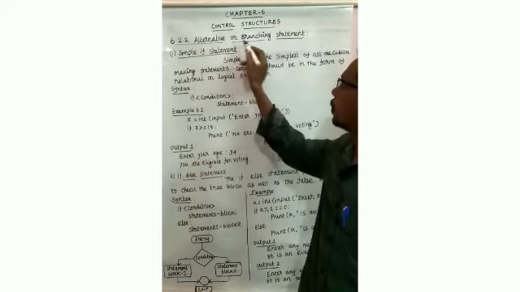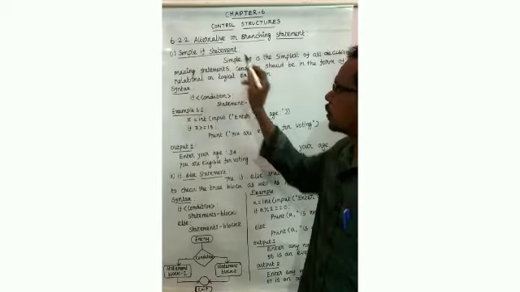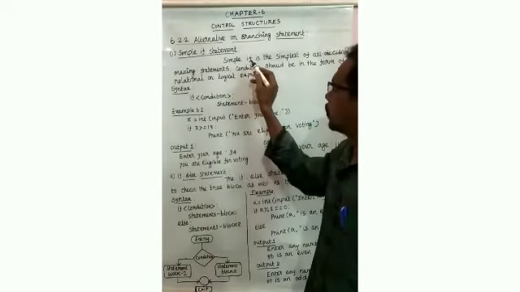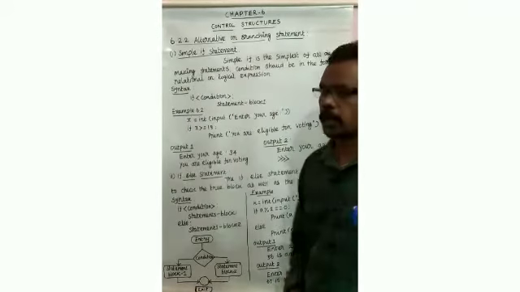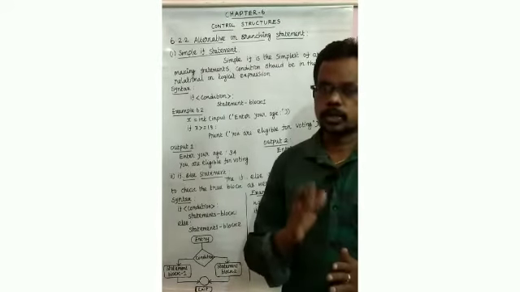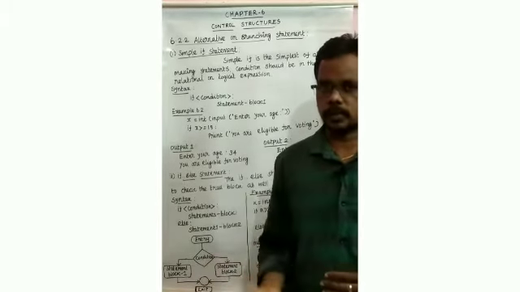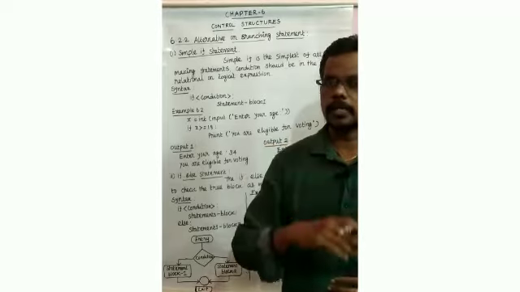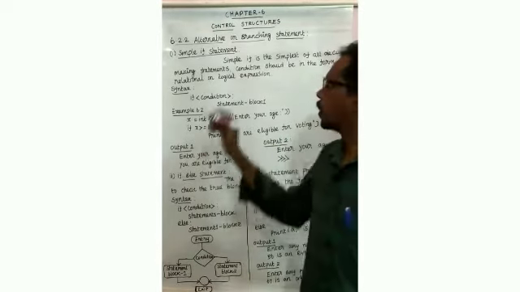In alternative or branching statements, we can see the first one is the simple if statement. Simple if is the simplest of all decision making statements that contain only the true block. If the condition is satisfied, the true block will execute. In case the condition is not satisfied, no message will print. That is the simplest if statement.